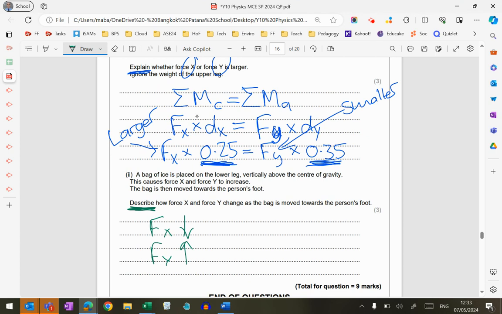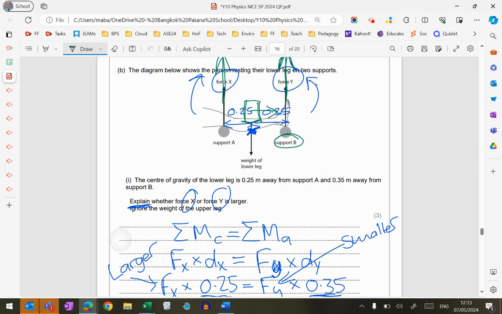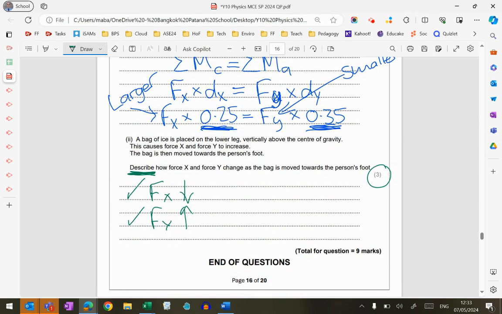How many marks do you think that's going to get me? It's going to get me 1 mark for that. It's going to get me another mark for that. So I've only got 2 marks so far. So how can I get that third and final mark? Well, again, I need to describe. And the description that I can come up with is that Fx plus Fy is still going to be the same.